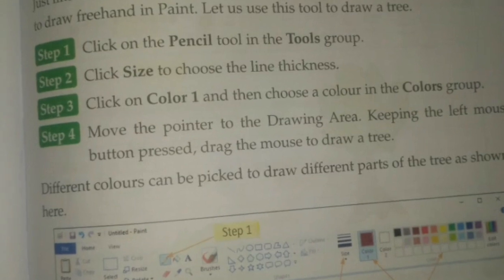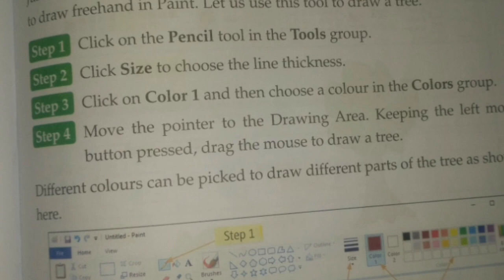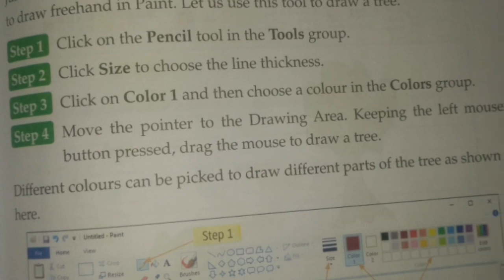Then you have to select one color. Then move the pointer to the drawing area. Keeping the left mouse button pressed, drag the mouse to draw a tree. Then, by using different colors, you can draw different parts of the tree also.